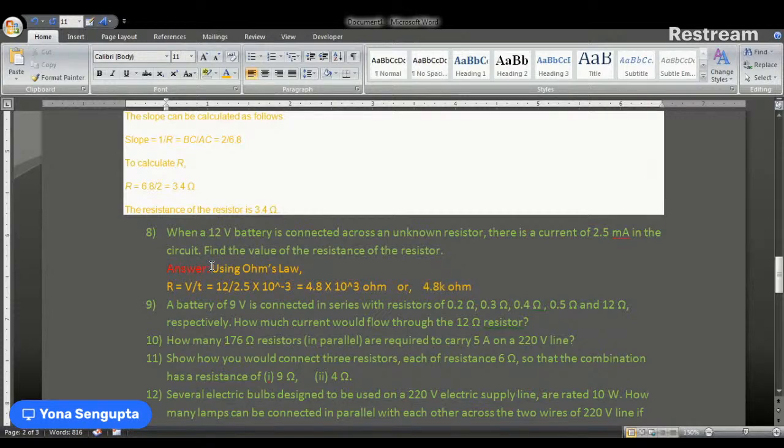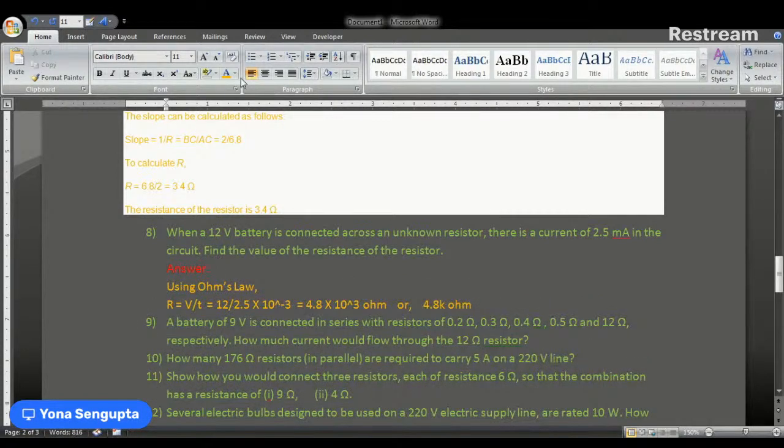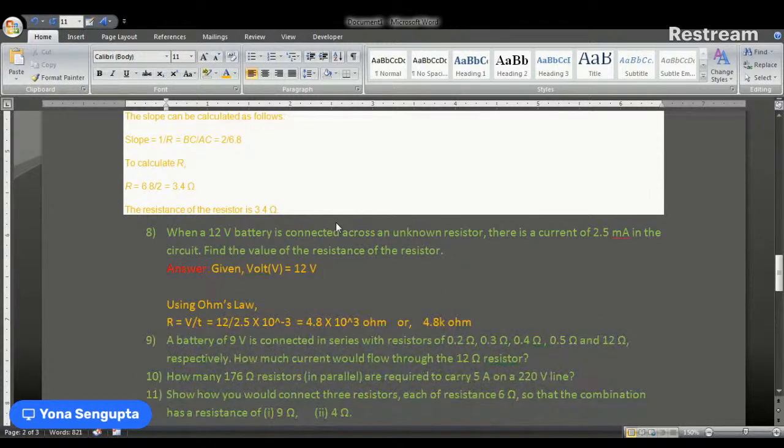Before writing using Ohm's law, what you should write first is, you should always write the given data. First we will write given, which is what is given. The first one given is volt, which is V, equals 12 volt.